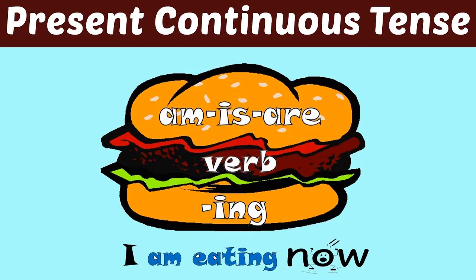In this video, we'll learn the difference between the present continuous tense, or we call it the present progressive, and the present simple. Let's begin with the present continuous tense. Of course, you know that the form of the present continuous tense is I put the verb to be, which is am or is or are, and then I put the verb plus ing. For example, I'm eating now.